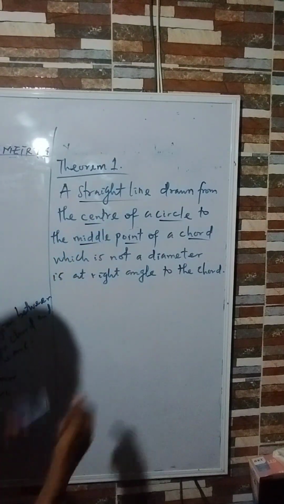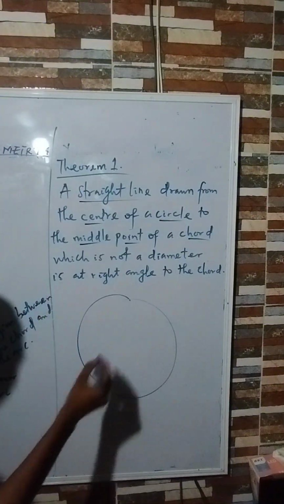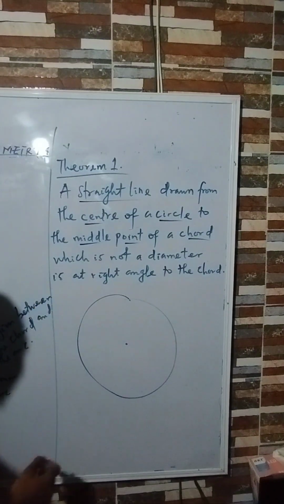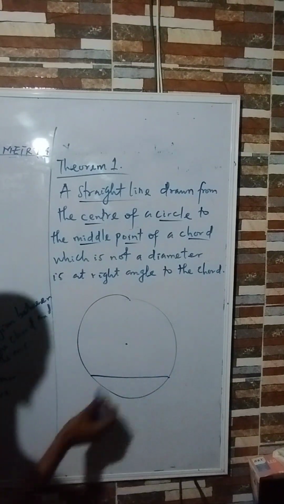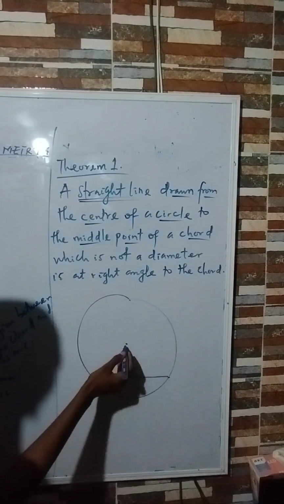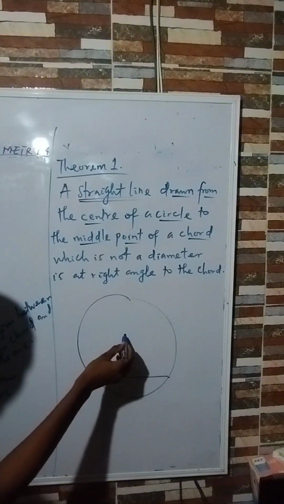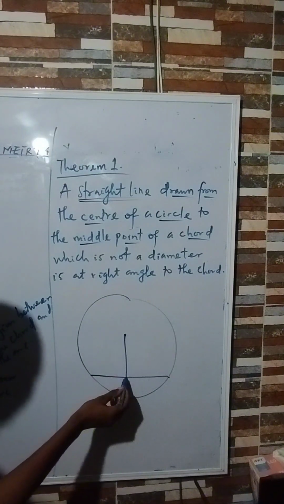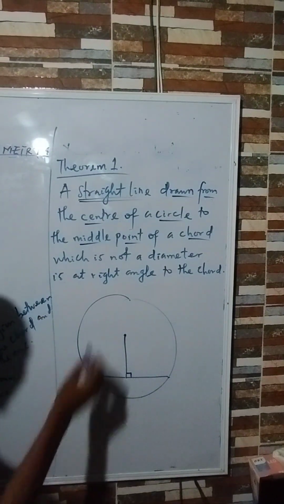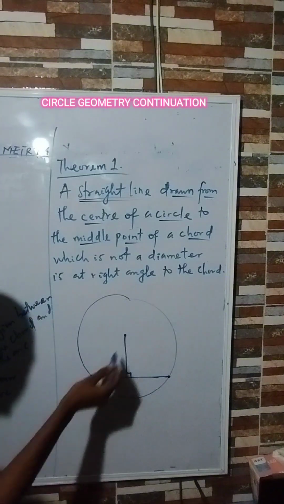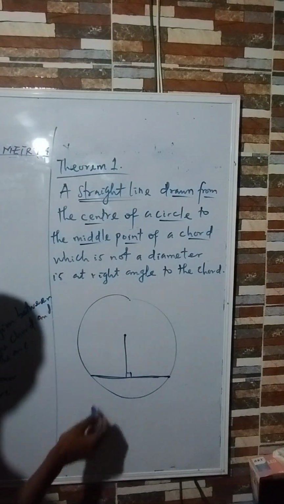So let's see, what do they mean? If I draw a circle out like this, remember that this is my center. We are saying that we have a chord, a straight line. A straight line drawn from the center of the circle to the middle point of the chord, which is not a diameter, because this is not a diameter here, is at right angle to the chord.